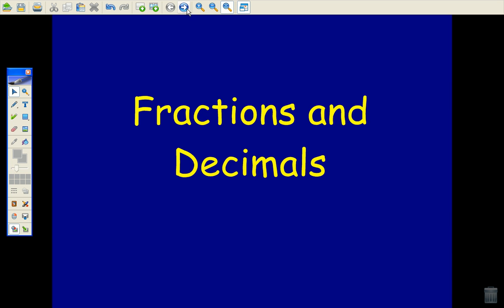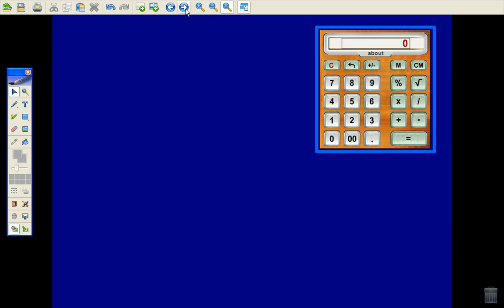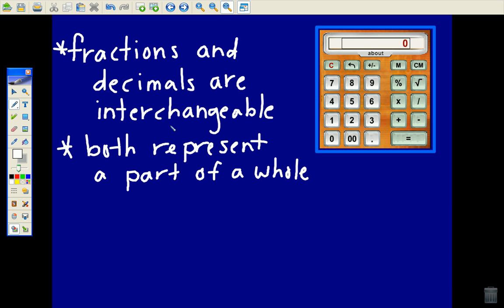Fractions and decimals. We have been discussing how fractions and decimals are interchangeable. So you have to remember that a fraction and a decimal can be used to represent the same thing, a piece or a part of a whole. When we're talking about the word interchangeable, that means that you can change back and forth.